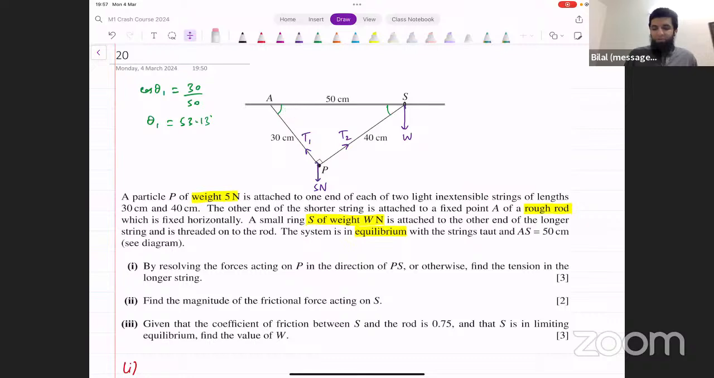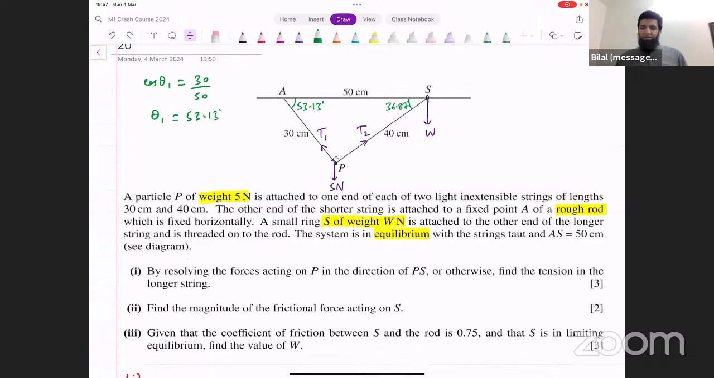Now, if this angle is 53.13, then what about the remaining angle? We can just subtract this from 90. That's going to give us 36.87. Okay, it's a right angle triangle. The remaining angle is going to be 90 minus 53.13. So we have these angles now. We want to find the tension in the longer string.